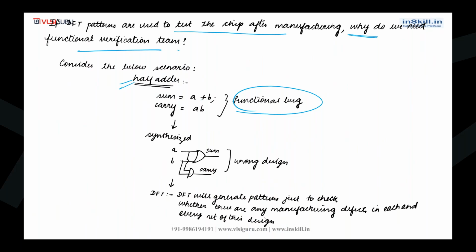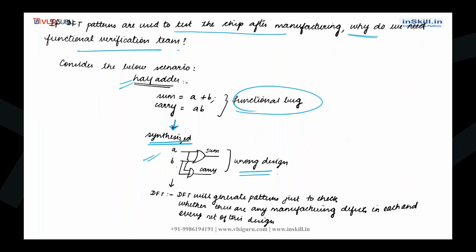For the time being, just assume that you don't have a functional verification team. So if you don't have a functional verification team, then what will happen after this? Directly your design will be synthesized, getting converted into a structural form, a technology node specific gate-level netlist. So if you see, a wrong design has got synthesized. A and B are ORed, and that is sum. A and B are ANDed, that is carry. So this is a wrong design.